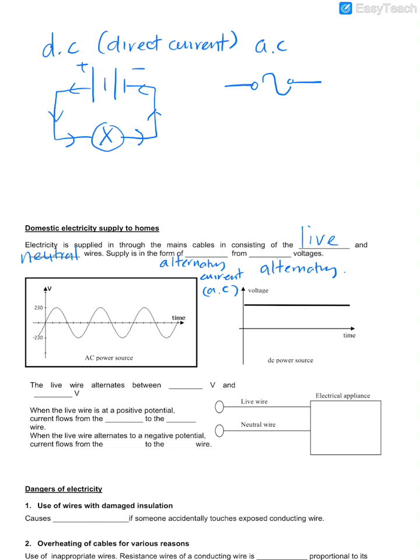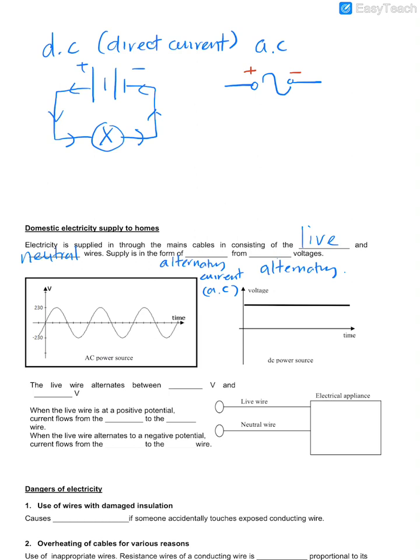What does this symbol look like? A sine wave. Correct. It's a symbol of a sine wave. So what does it mean? It means alternating current comes from alternating voltages, which has a graph like that, a sine wave. It goes from positive to negative, positive, negative, alternating between positive and negative. So in one cycle, here is positive, here is negative.